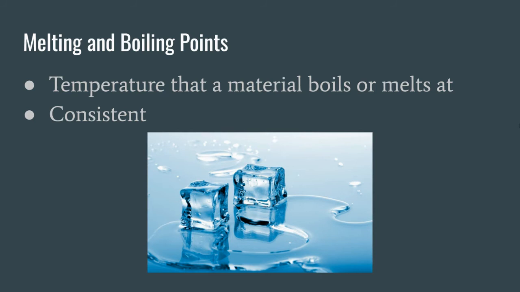Melting and boiling points. So these actually are, I think, pretty self-explanatory, but they're the temperatures that a material boils or melts at, okay? And it's actually the same for a substance. For instance, water, we know, ice melts at 0 degrees Celsius or 32 degrees Fahrenheit. That's when the snow starts to go away, right? You're not going to randomly find snow at 75 degrees outside, right?